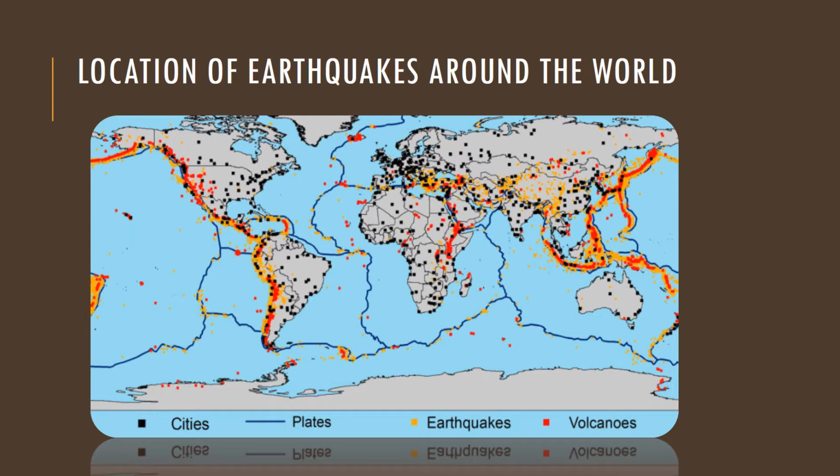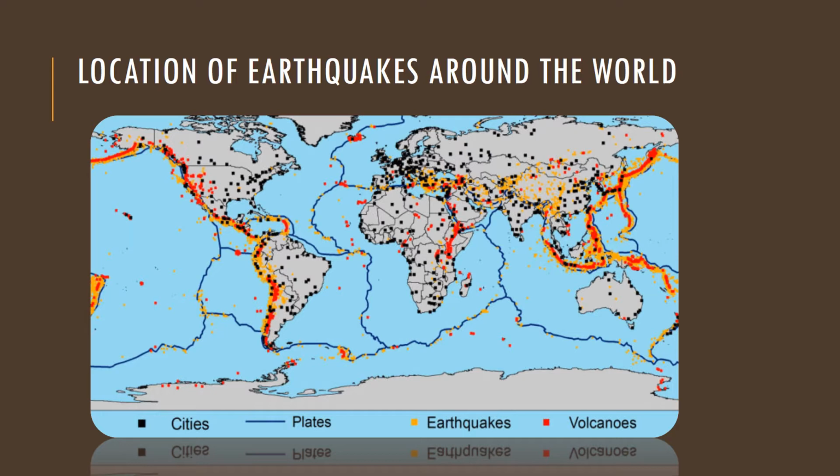And so on the screen there is a map, a world map. The black dots represent cities. The plate margins are represented by blue lines. The earthquakes are represented by the yellow dots, and the volcanoes are represented by the red dots. Our focus here is earthquake, meaning that we will be focusing on the yellow dots.